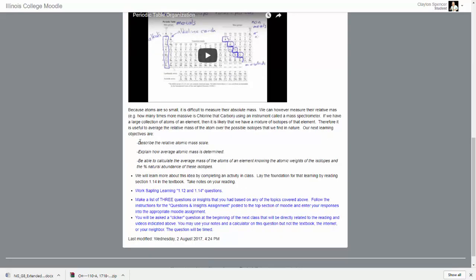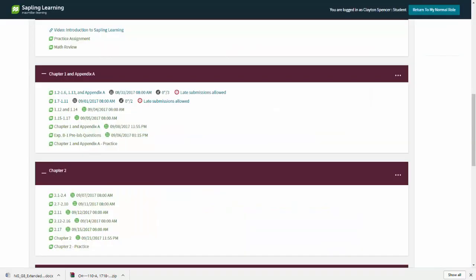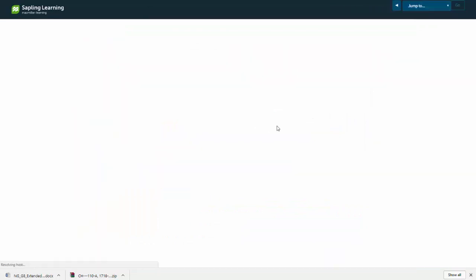Then they are told that they're going to learn some more about section 1.14 in their textbook, which they should read, and then we'll be doing an activity in class, in groups, where they can learn about that topic in more detail. Then they are directed to go to the Sapling Learning System to work some questions. So Sapling Learning is the online homework system that I use, but it is similar to many others. So at the Sapling system, they would then find the corresponding assignment and they would go to that assignment.